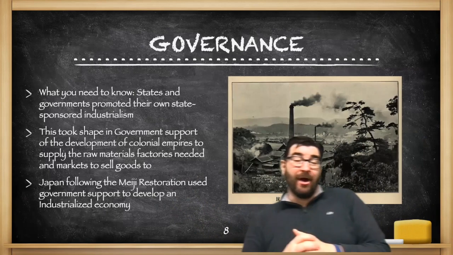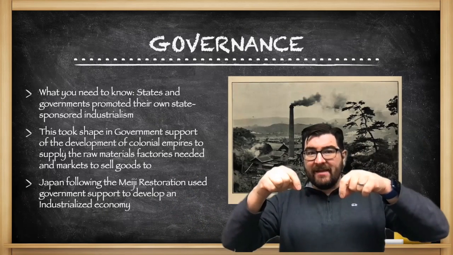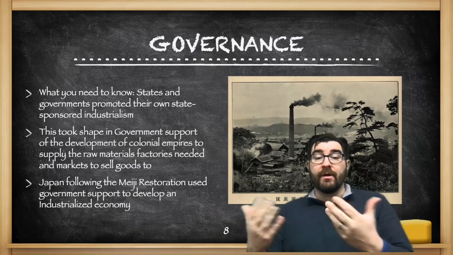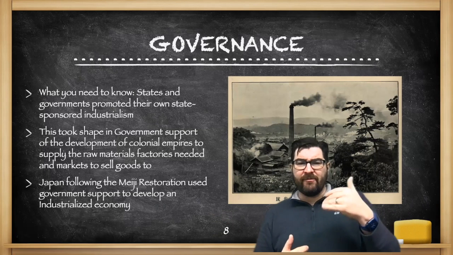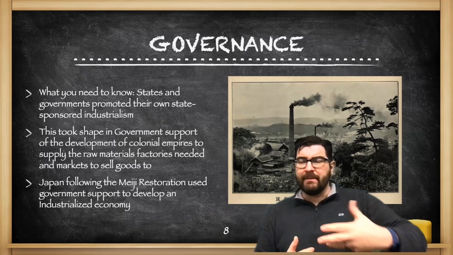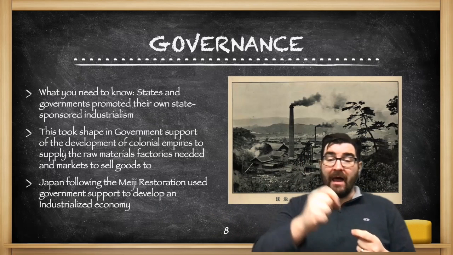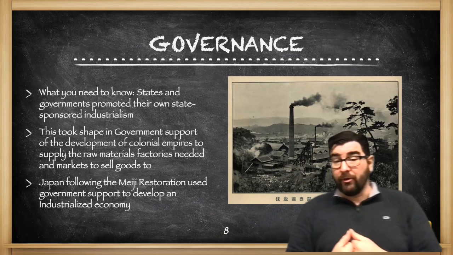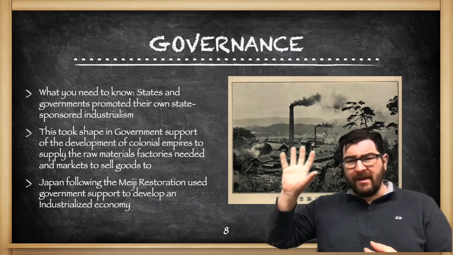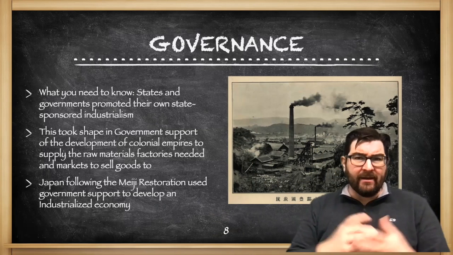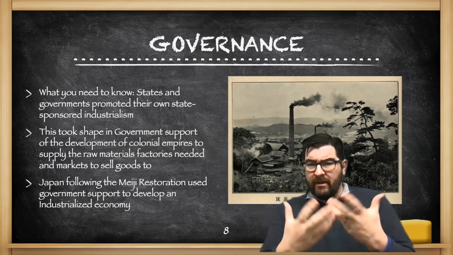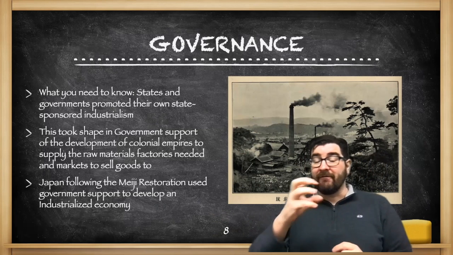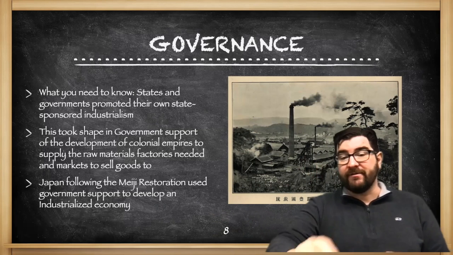What you need to know with regard to governance is that states are going to be supporting their own industries through government action. And this is going to take the form of the development of colonial empires to supply the raw materials that factories needed and markets in order to sell those goods. And we're even going to see nations like Japan move to modernize. In Japan, it's with what's known as the Meiji Restoration, where the government will support and encourage the development of an industrialized economy.